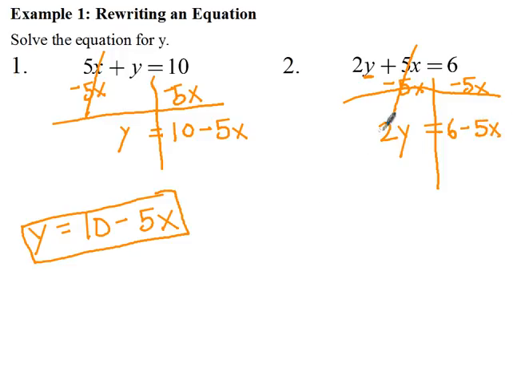Now we're going to get rid of the 2. This is 2 times y. Multiplication, opposite of multiplying is division. So we're going to divide both sides by 2. But now, here's something I would like all of you to pay attention to. Usually, when we divide one side by 2, we have to divide the other side by 2. But since this right side has multiple pieces, everything has to divide by 2. So I'm going to divide 6 by 2 and negative 5x by 2.